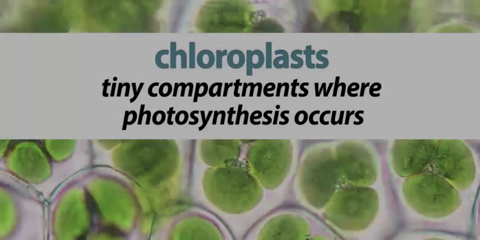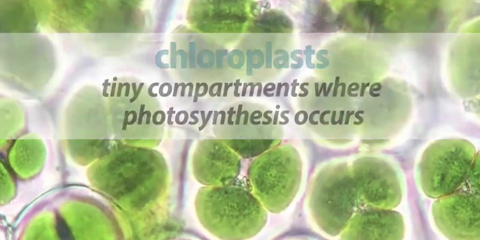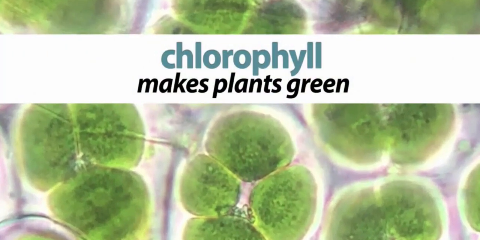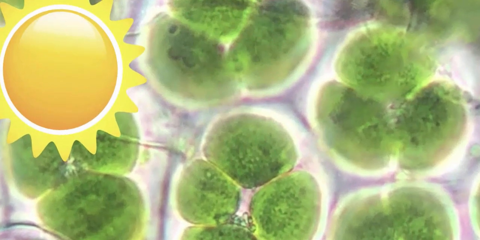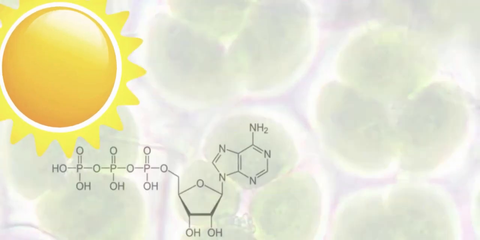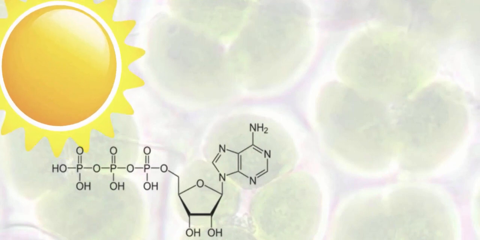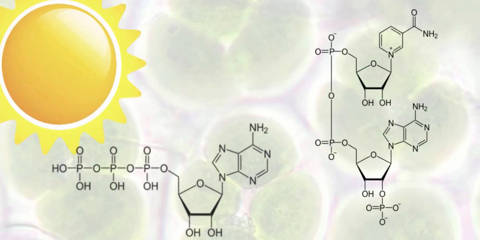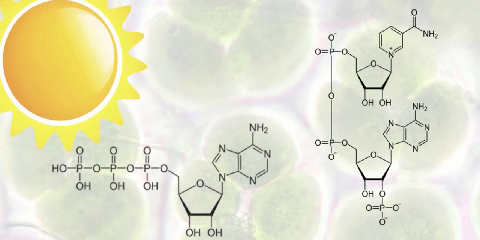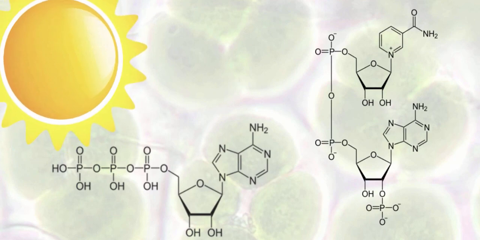If we dig a little deeper into photosynthesis, we find that those tiny compartments where photosynthesis occurs in the chloroplast use a pigment called chlorophyll, which makes the plants green. The first energy transformation occurs when light energy from the sun is converted to chemical energy in the form of adenosine triphosphate, or ATP, and another molecule known as NADPH. ATP and NADPH provide the energy needed for the next energy transformation.